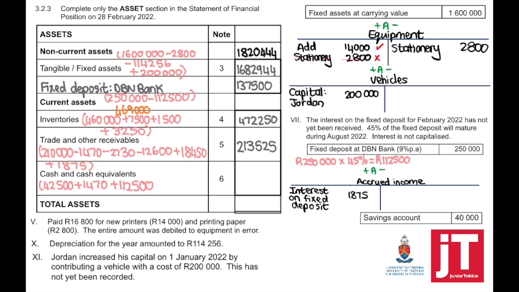Then we had the savings account, 40,000. Savings account forms part of your cash and cash equivalents, so plus 40,000. Now we can total the total cash and cash equivalents. Once we've got the cash and cash equivalents plus trade and other receivables plus inventories, we can calculate the current assets. Current assets plus non-current assets equals my total assets.